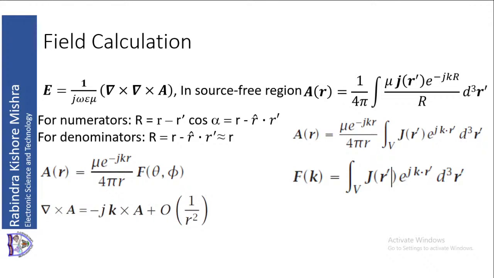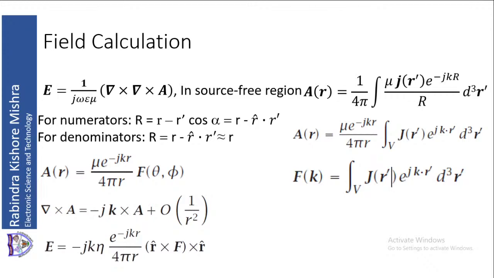So F varies as theta and phi. Then curl of A is equal to minus jk cross A plus the terms which are of 1 by r square, 1 by r cube, etc. These are called higher order terms, so they are neglected. Only curl of A is taken as minus jk cross A. This we have seen earlier, so I am not going to repeat this.